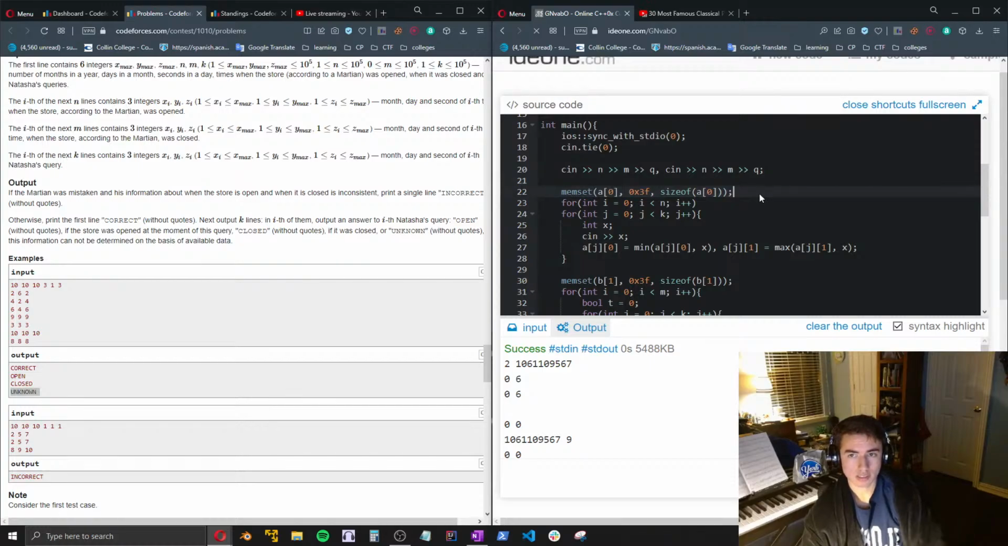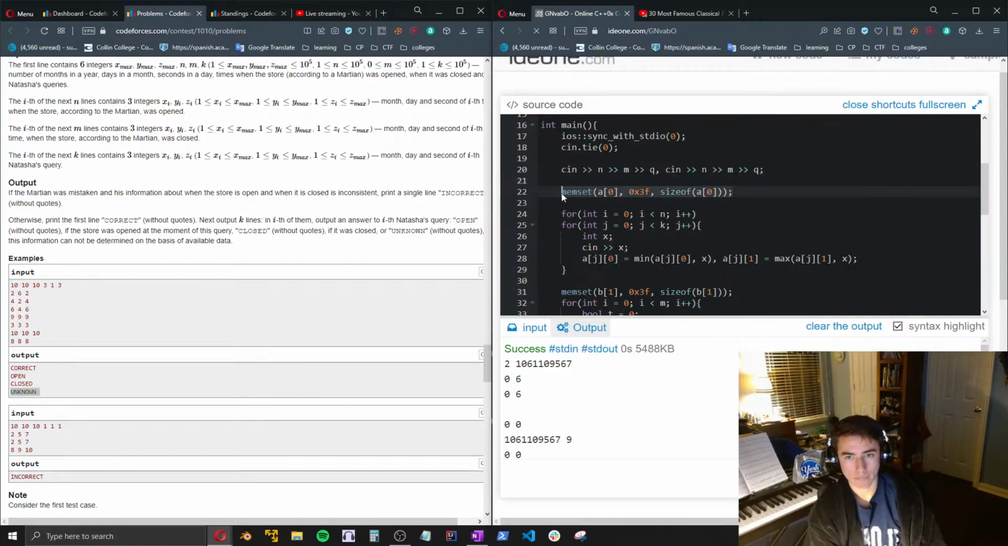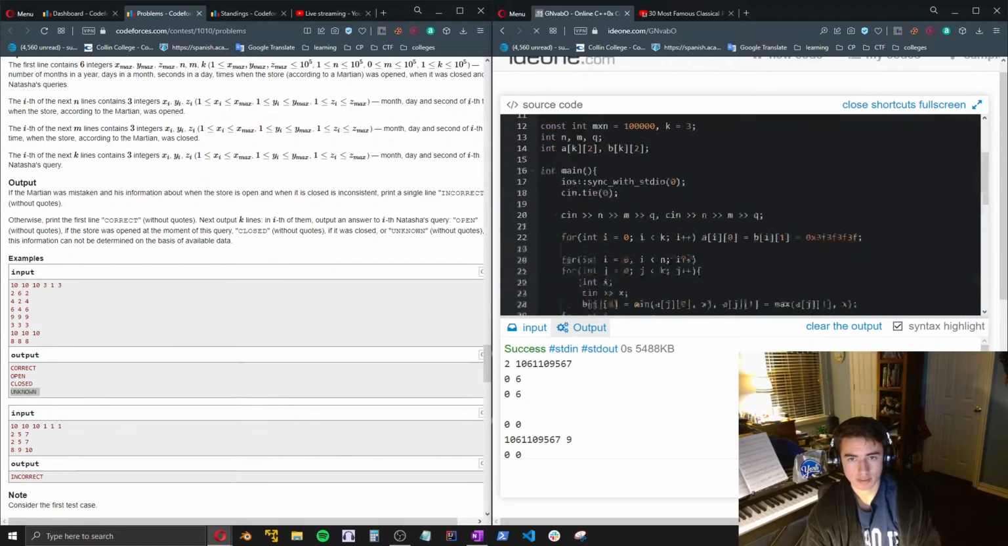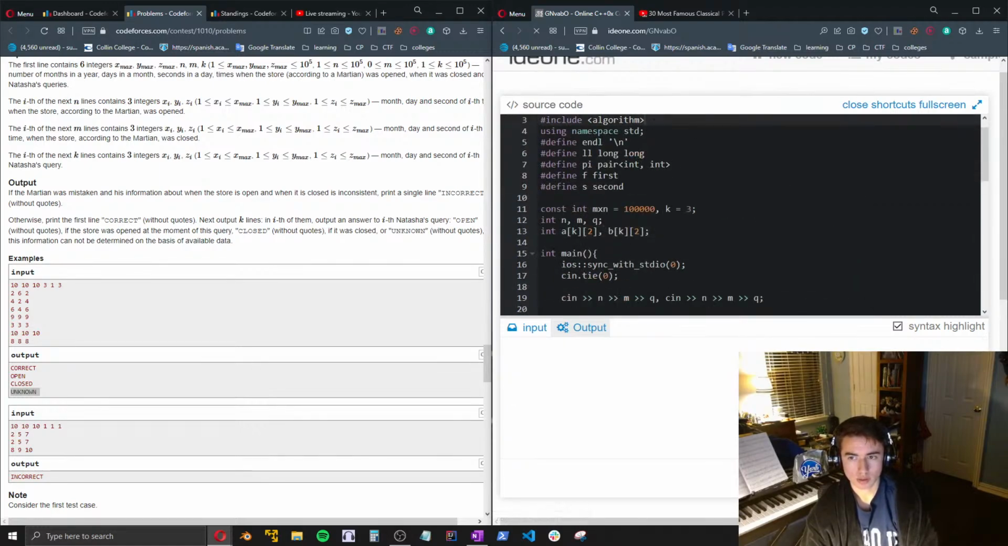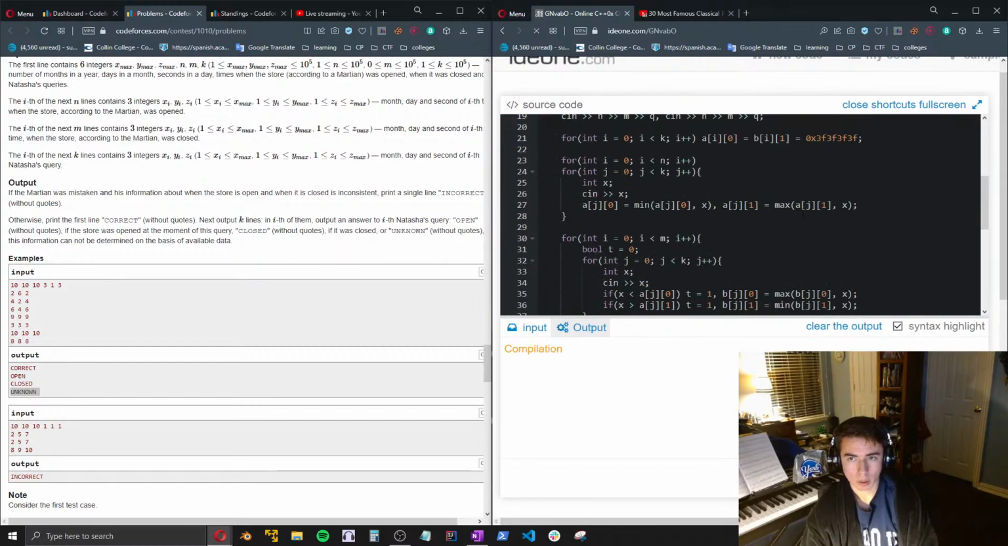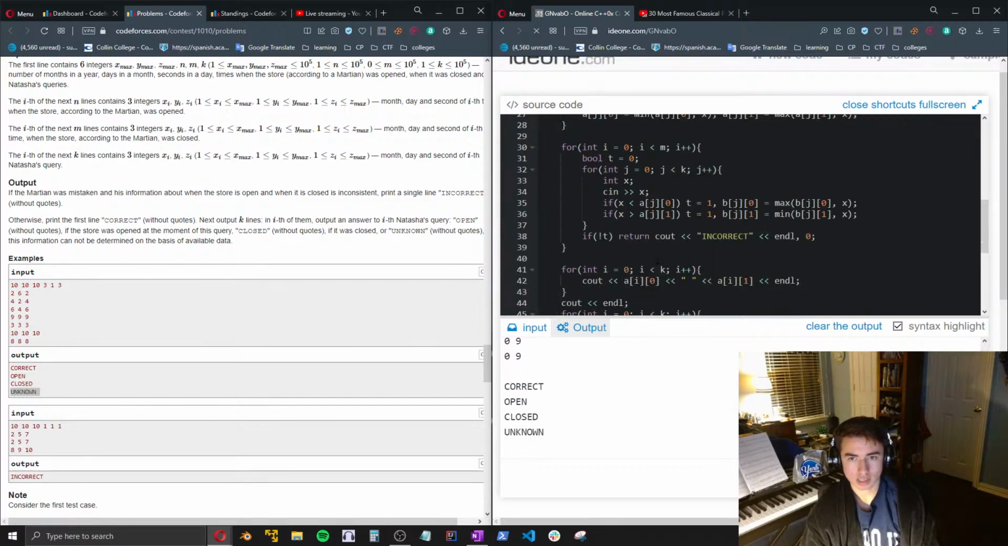Alright, let's do this. 4, 2, 0 to be 1. I should have made the 2 index first, so we can use memset. Oh. Okay, this looks like it's probably correct.